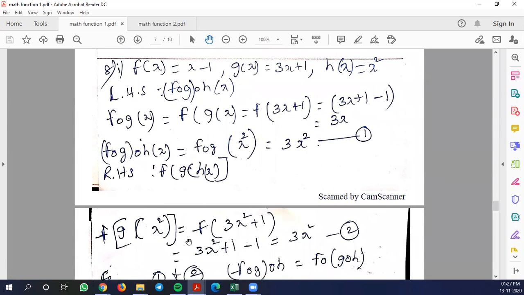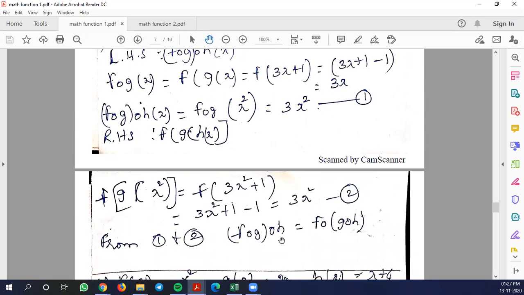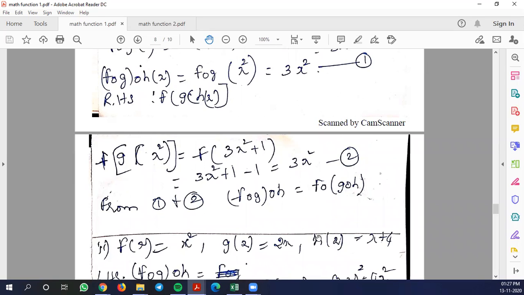What is our RHS? That is f of g of h of x. So f of g of h of x is, h of x is x square, so that is f of g of x square. What is g of x? It is 3x plus 1. So in the place of x, you just substitute x square, so 3x square plus 1. Now f of x is x minus 1. In the place of x, 3x square plus 1 minus 1, the plus 1 and minus 1 get cancelled. It is 3x square. So from 1 and 2, these two are equal.